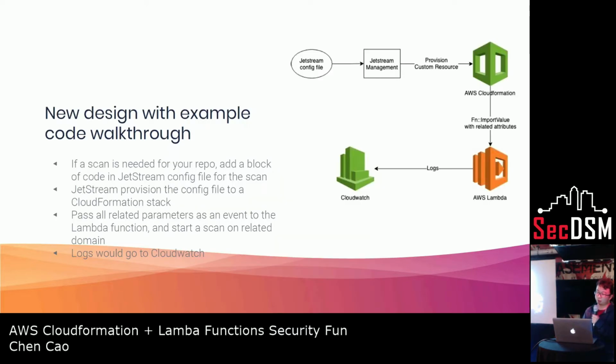And this is about the JetStream part, how you actually configure JetStream to do all of those for you, from the repo to actually calling the Lambda function. So you have a JetStream config file, and JetStream will provision it and generate a Lambda function CloudFormation stack file. In that CloudFormation stack file, it has an import value. It will point to the Lambda function you created before using the function import value here, and then logs would be stored in CloudWatch.